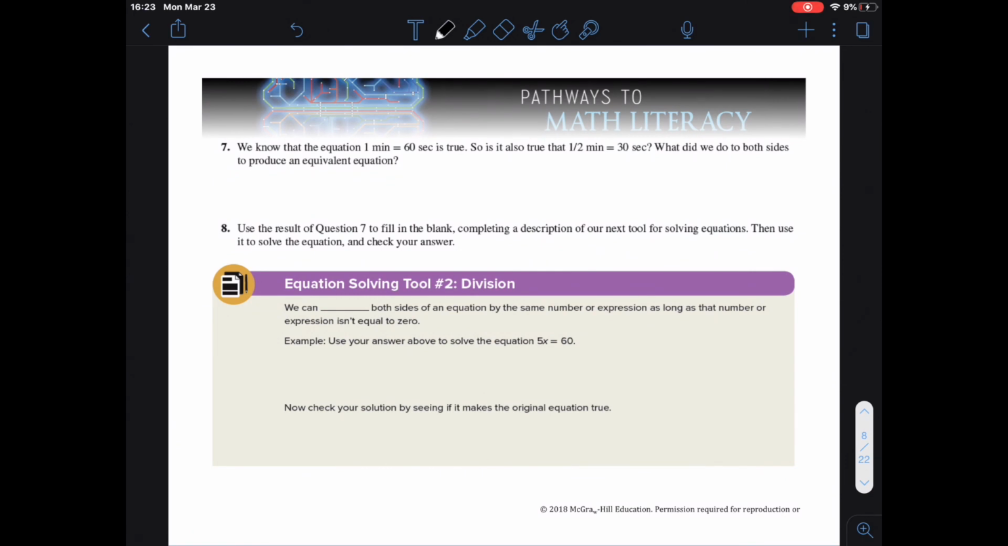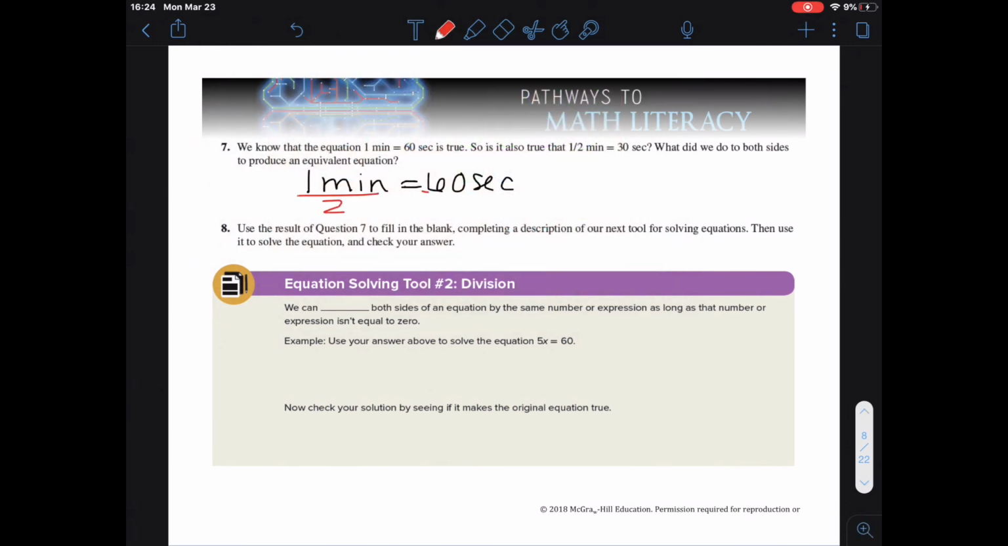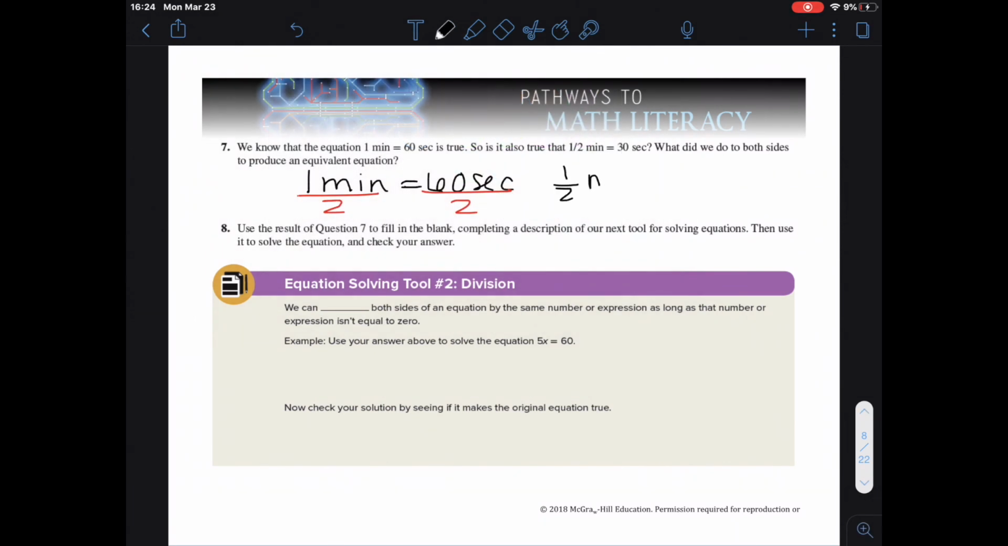Now we'll try to find another tool. We know 1 minute equals 60 seconds is true. So is it also true half a minute is 30 seconds? And how did you produce that? Well, yes, half of a minute is 30 seconds. So the way we got there is both sides were divided by 2. So we divide this by 2, we divide this by 2. And that gives us half a minute is equal to 30 seconds, which is also true.